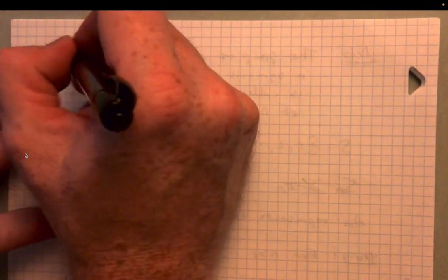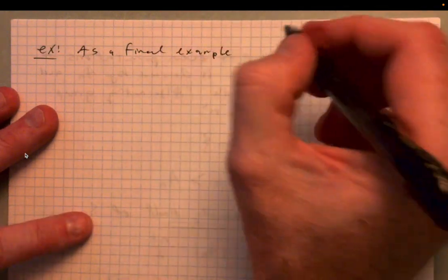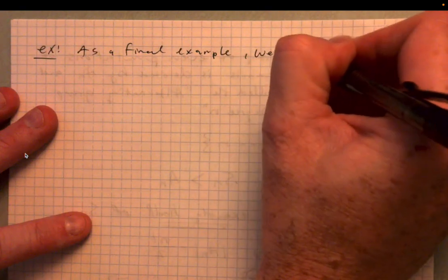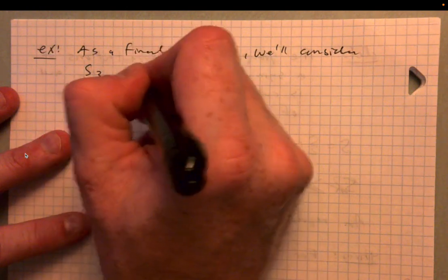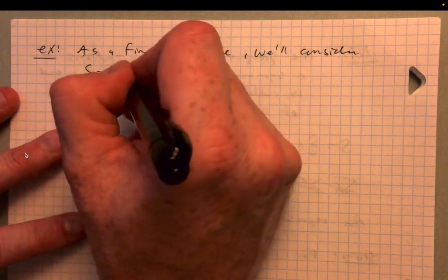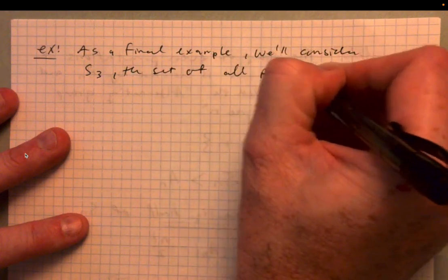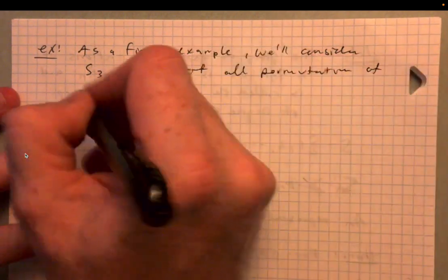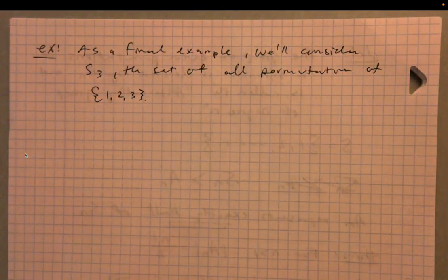Okay, let's do one final example. For this final example, we're going to break down S3 into evens and odds. So as a final example, we'll consider S3. Remember, S3 is the set of all permutations of 1, 2, and 3. A smallish set, but that's okay.